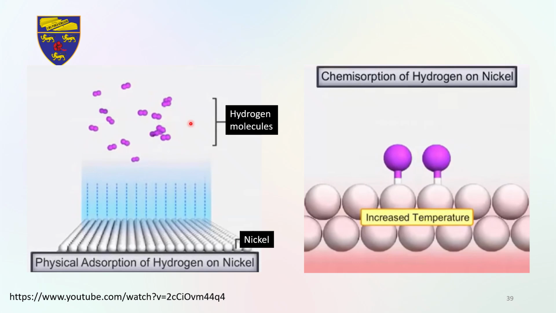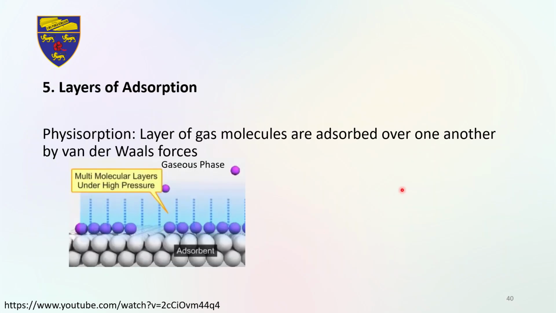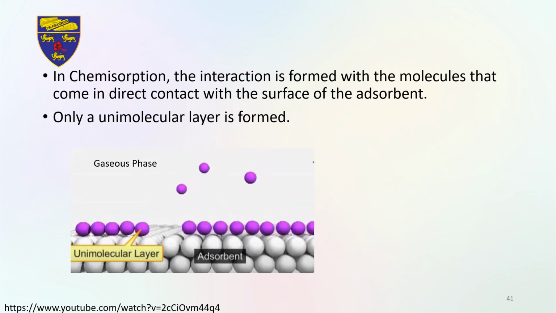The example here shows that on a nickel surface, hydrogen may first undergo physisorption as molecules at low temperature. As the temperature increases, it transitions to chemisorption, where the molecules may dissociate into atoms. Layers of adsorption. In physisorption, multiple layers of molecules can stack on top of each other, held by van der Waals forces. In chemisorption, the interaction only occurs with molecules in direct contact with the surface, so only a single or unimolecular layer is formed.